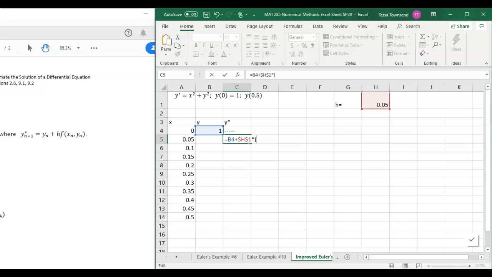times that previous x, y typed into that differential equation. So it's going to say that x squared, which is in A4, plus the previous y squared. Hit enter.